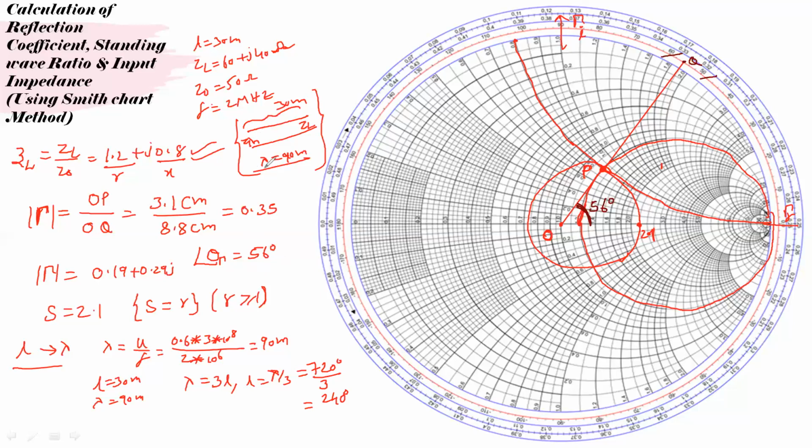Now there are 2 directions represented on the chart. If you move in the clockwise direction, this is towards the generator. If you move in the anti-clockwise direction, this is towards the load side. So as you need to calculate the input impedance, you need to move in the clockwise direction, towards the generator or away from the load, by around 240 degrees on the S circle. On the S circle you need to move from point P.